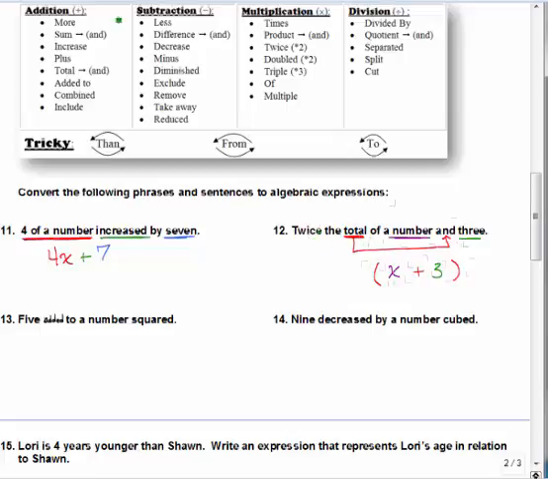And I have to go twice that. So twice usually implies, if you look carefully, twice is times 2. So I'll put the 2 times on this side. So there's twice the total of a number and 3.